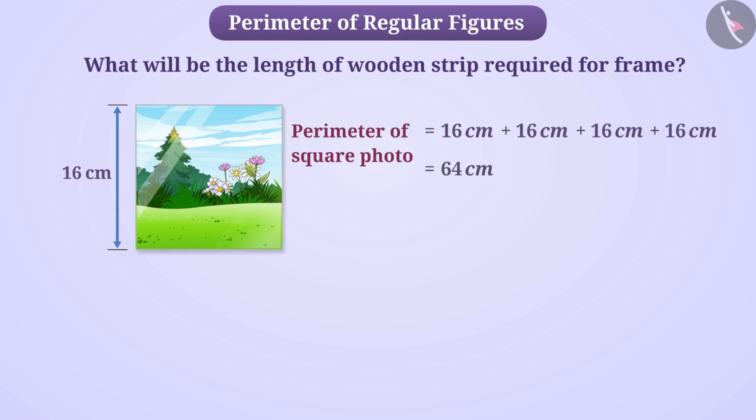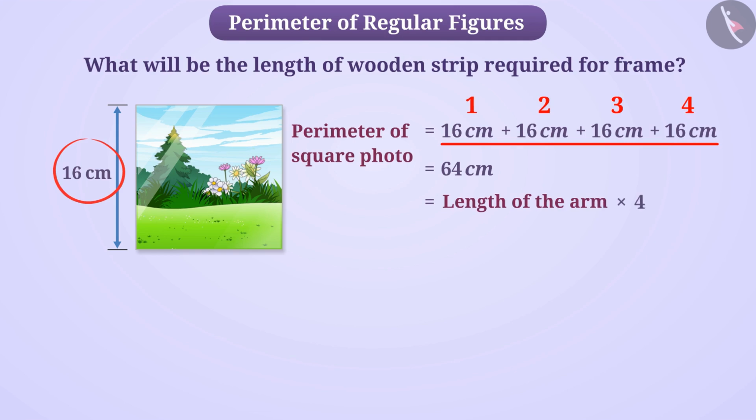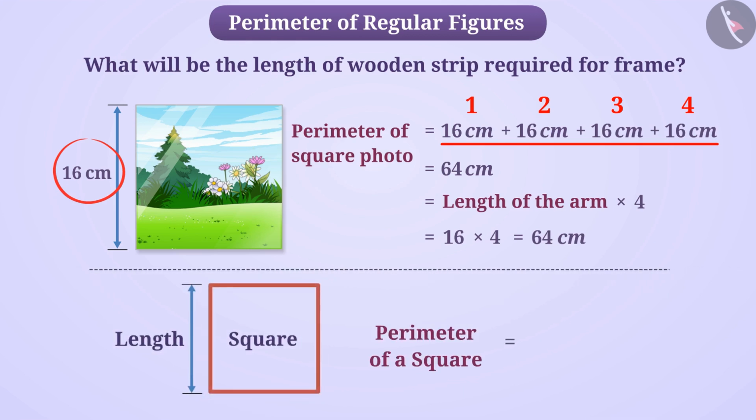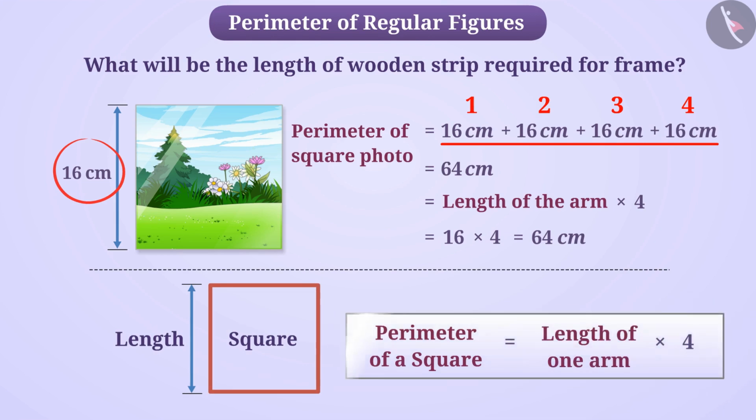Here you can see that the length of the arm is added 4 times. We can write this by multiplying the length of the arm by 4. So we will get the perimeter of this square photo as 16 multiplied by 4 is equal to 64 cm. In this way, we can say that the perimeter of a square can be obtained by multiplying the length of one of its arms by the number of its sides.